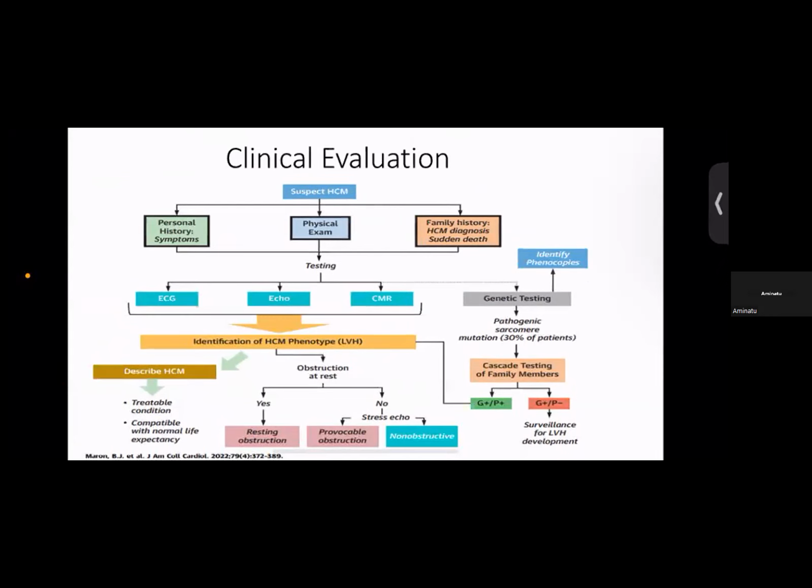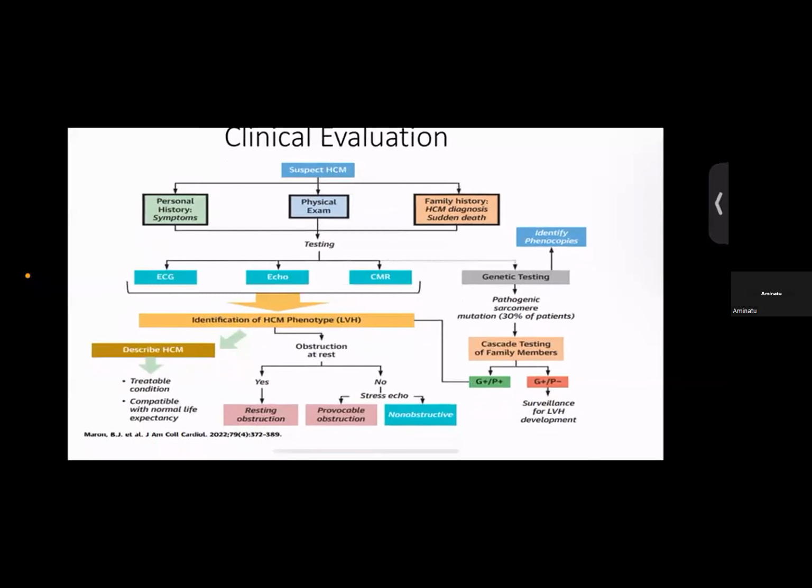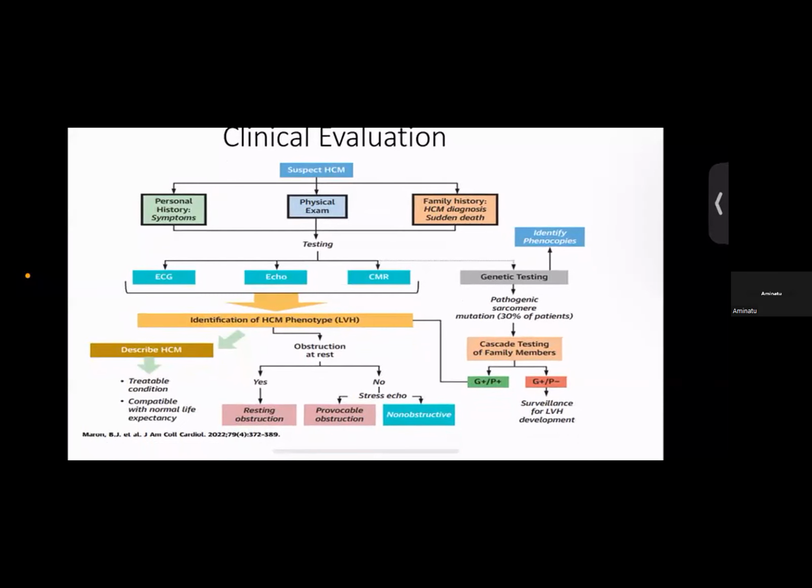Testing is usually the non-invasive testing that is done. ECG, echo is to establish the phenotype of the HCM. Is it the obstructive or the non-obstructive type? If there is obstruction, then we check. If there is no obstruction, we do a stress echo to see if there is provocable obstruction. If there is none, then it is the non-obstructive type.